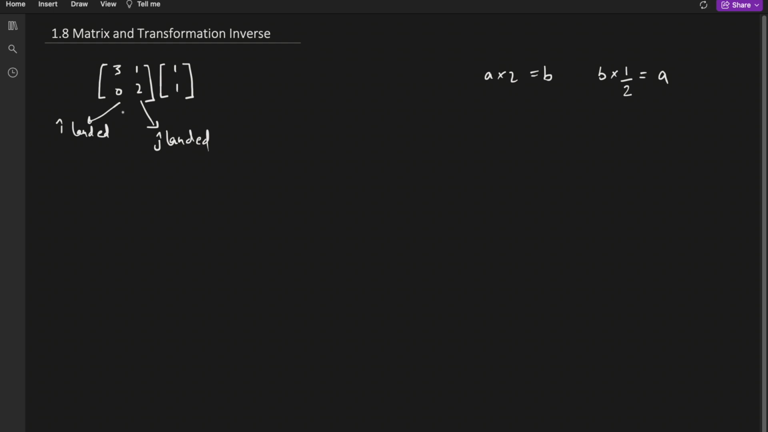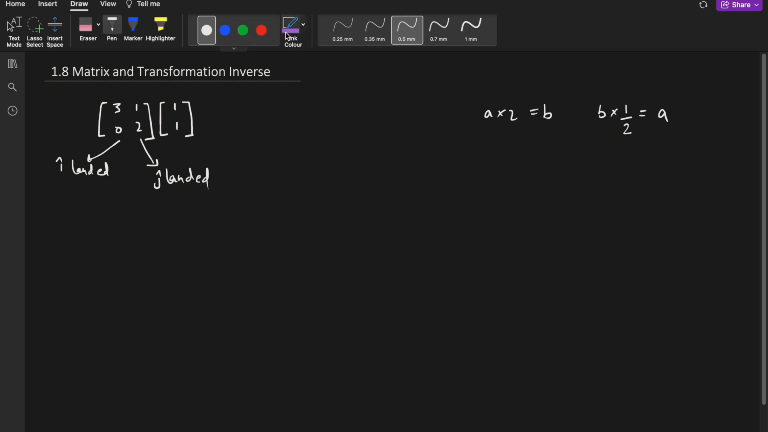So first of all, we will talk in terms of linear transformation. We will first talk about the inverse of a linear transformation. Then we will come to the inverse of a matrix. Inverse of a linear transformation.